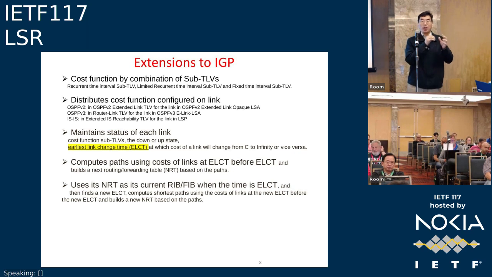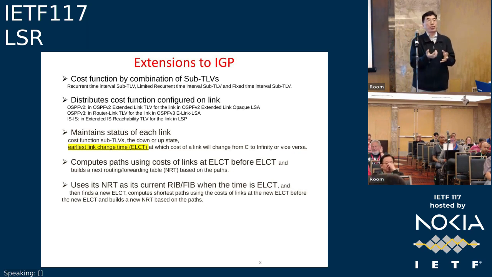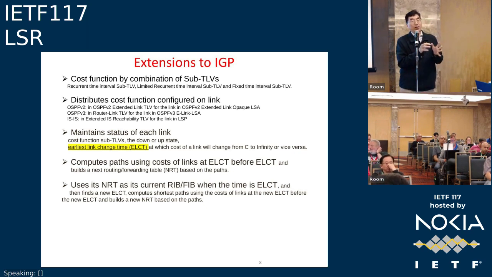When time reaches that earliest link change time, we can just switch the routing table or forwarding table. That means we use the routing table or forwarding table already computed, and just do the switchover, and then we find a new earliest link change time, and so on. So that's all about this. Next page.